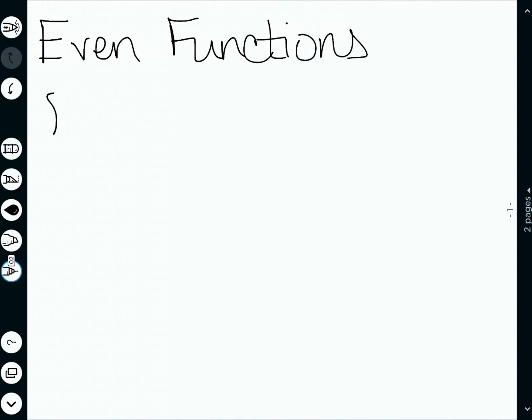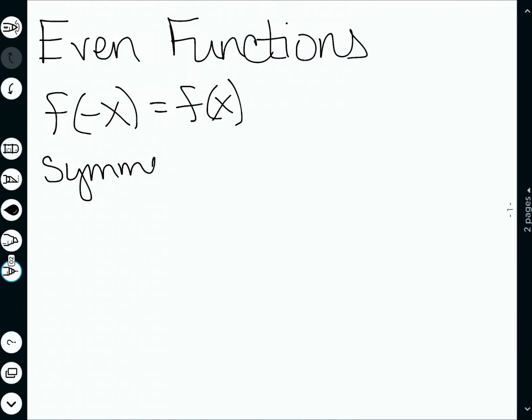So algebraically, an even function is anything where f of negative x is equal to f of x. Geometrically, it has symmetry with respect to the y-axis. So the y-axis acts like a mirror. It looks exactly the same on the left and the right side of the y-axis.